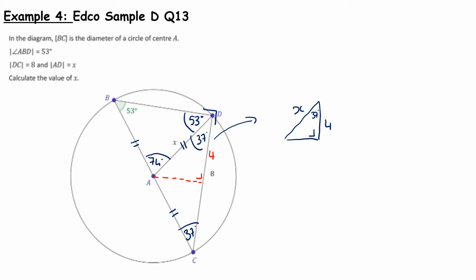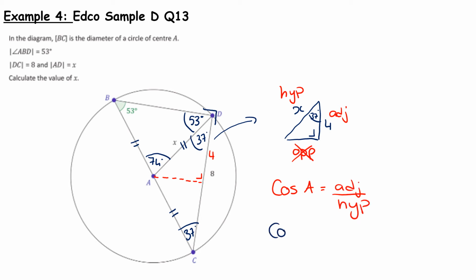Now I can use my trigonometry ratios. So that is sine, cos, and tan. So first step is to label. This is my adjacent side. This is opposite, but I have nothing, so I'm not going to use it, and hypotenuse. So go through SOHCAHTOA, or however you remember sine, cos, and tan. We are actually working with cos. A is equal to adjacent over hypotenuse, which is the cos of 37 degrees is equal to 4 over x.